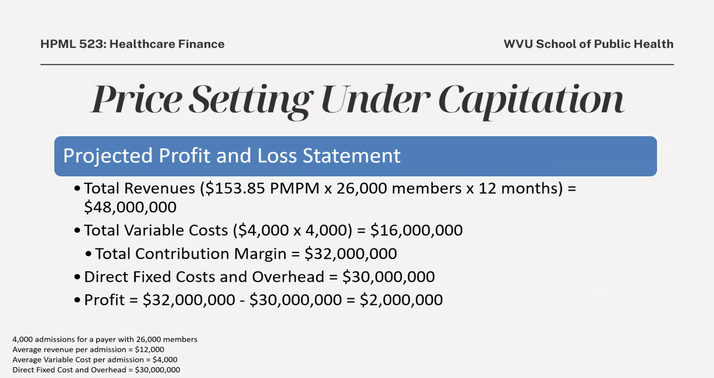This is just an example of the projected profit and loss statement that you want to see after setting that price under capitation for that per member per month. When you have the $153.85 per member per month, you multiply it by your 26,000 members from that payer, and multiply it by 12 months, you'll get the $48 million in revenue that you need to see. When you also take into consideration your variable costs of $16 million, you have that contribution margin of $32 million. You subtract your direct fixed costs and overhead costs of $30 million to get your profit of $2 million. So that was an example of how you understand and set your price under capitation.